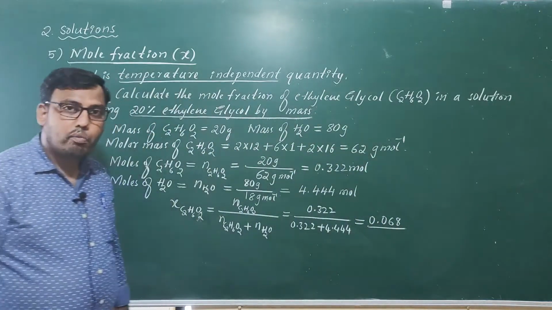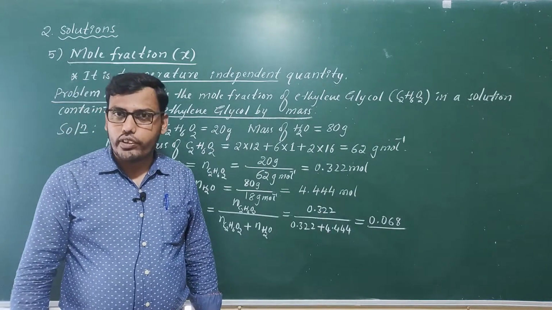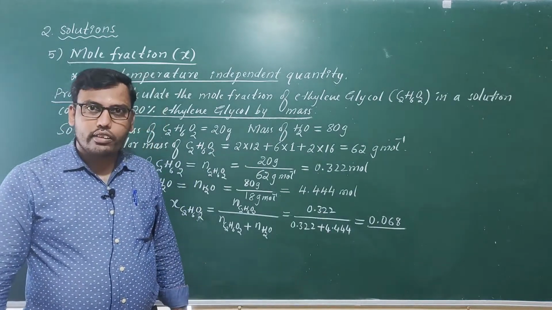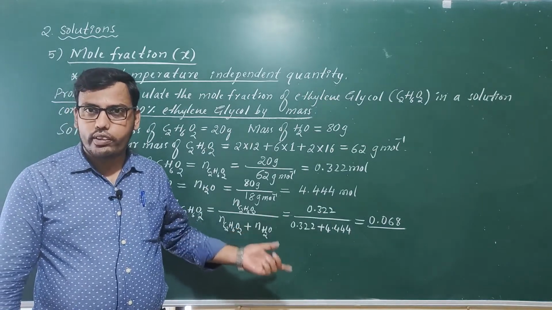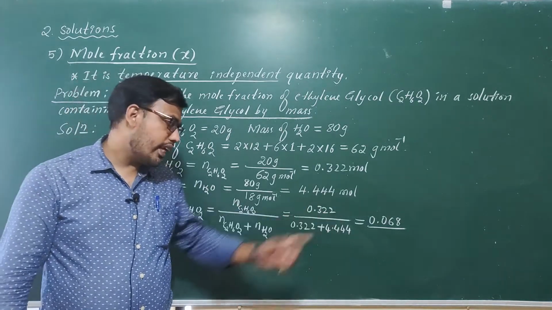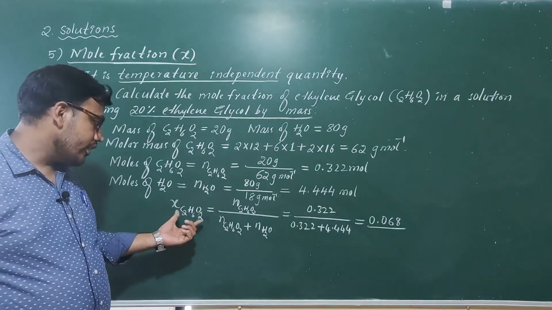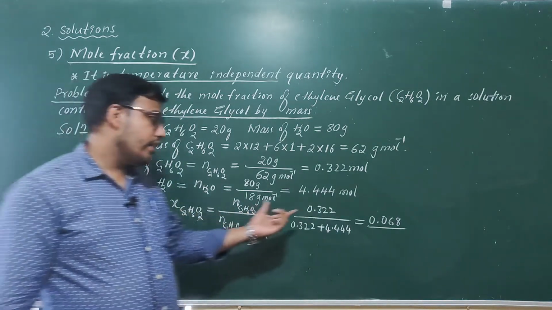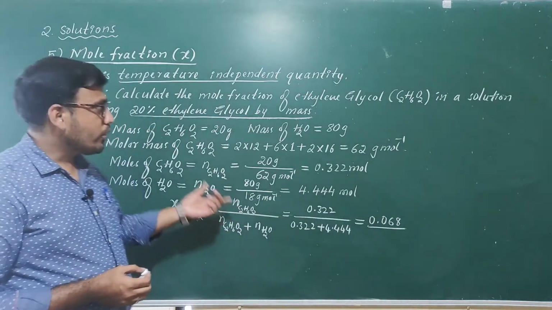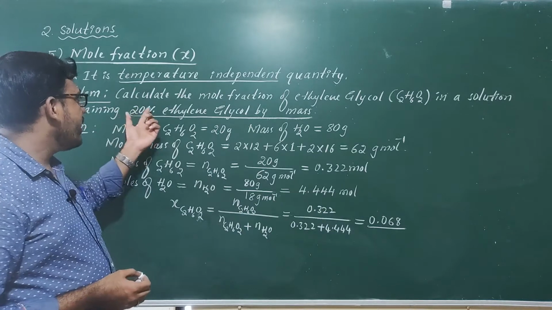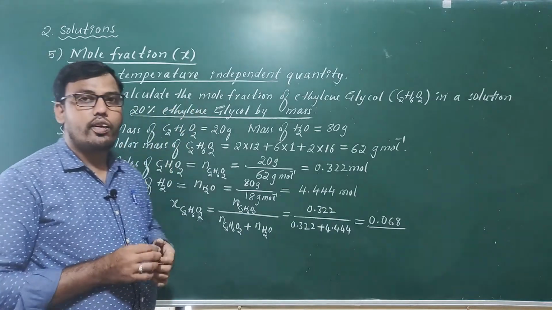Dear students, remember mole fraction is a unitless quantity, because in the numerator as well as the denominator we have the number of moles. Moles get cancelled, so it is unitless. So what I got is that the mole fraction of ethylene glycol is equal to 0.068. The question only asked us to calculate the mole fraction of ethylene glycol.